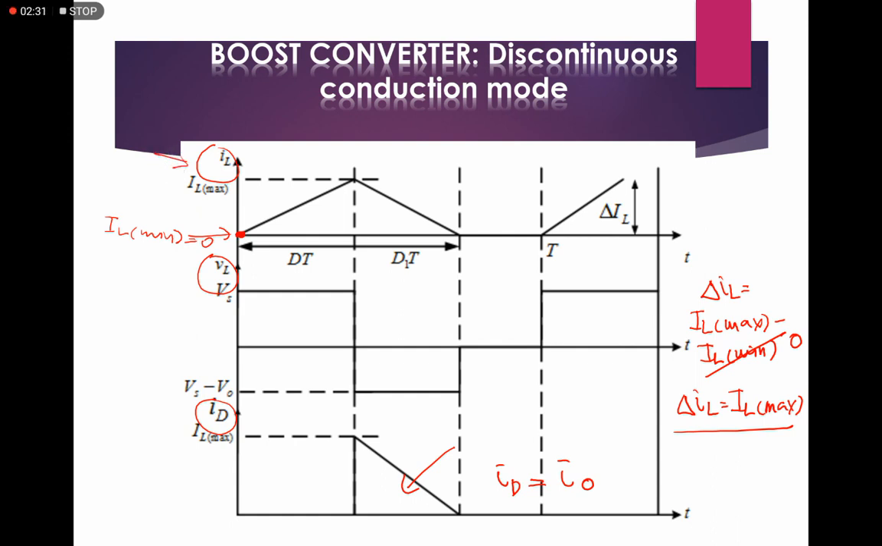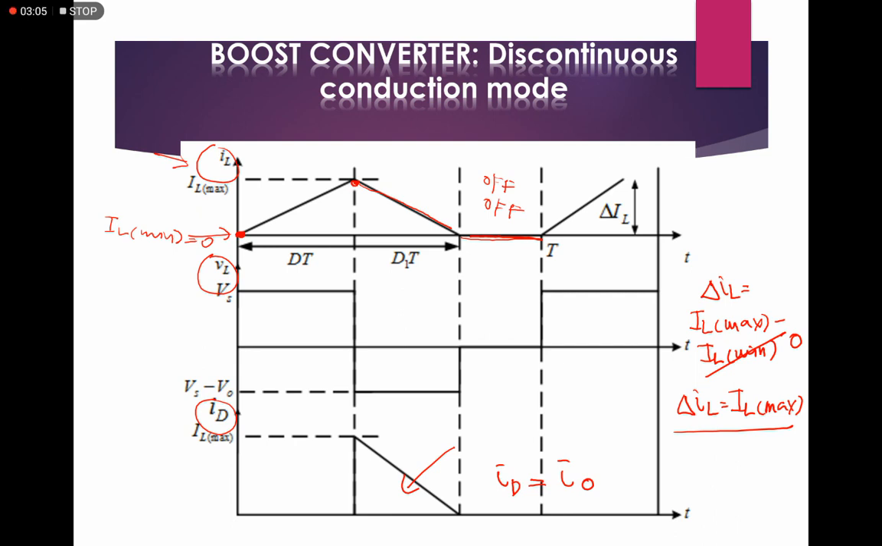As you can see from the inductor current over here, the waveform starts at 0, which means that your IL min, the minimum inductor current, equals 0, and then it rises up to the maximum point here, IL max. And then it goes down. This is the period when your switch is off and your diode becomes reverse biased, and this is the period when both your switch and your diode are off.